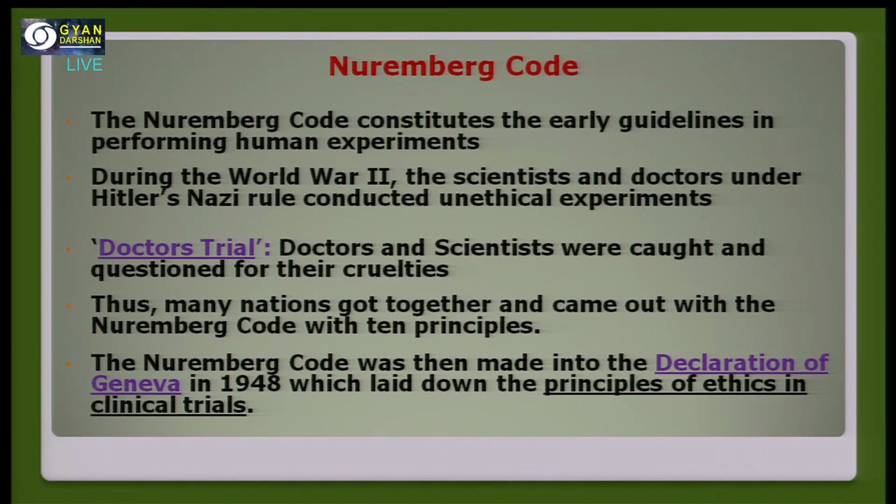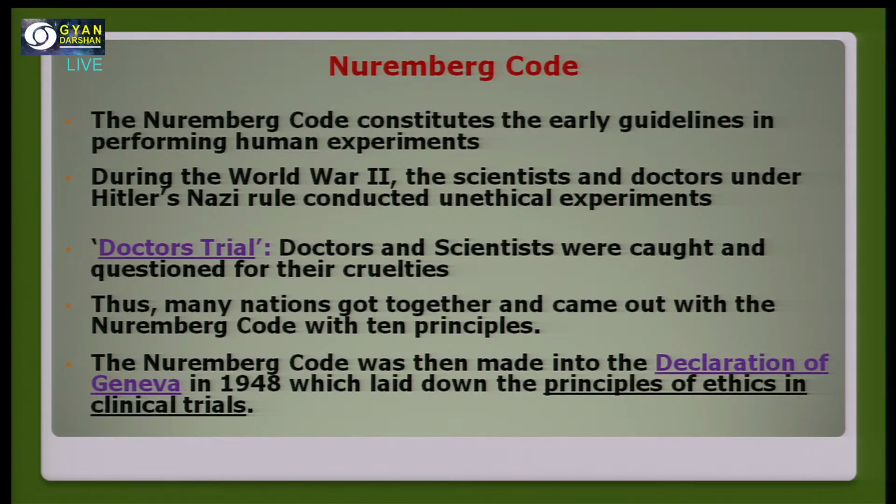Now this further came out with many countries, especially Europe and North America, which took a lead, and they said that we have to lay down some principles. So a document of 10 principles was laid down, which is then called the Nuremberg Code, which was the starting of the clinical trials. And this Nuremberg Code was then made into the Declaration. Since it was in Geneva, it is known as the Declaration of Geneva.